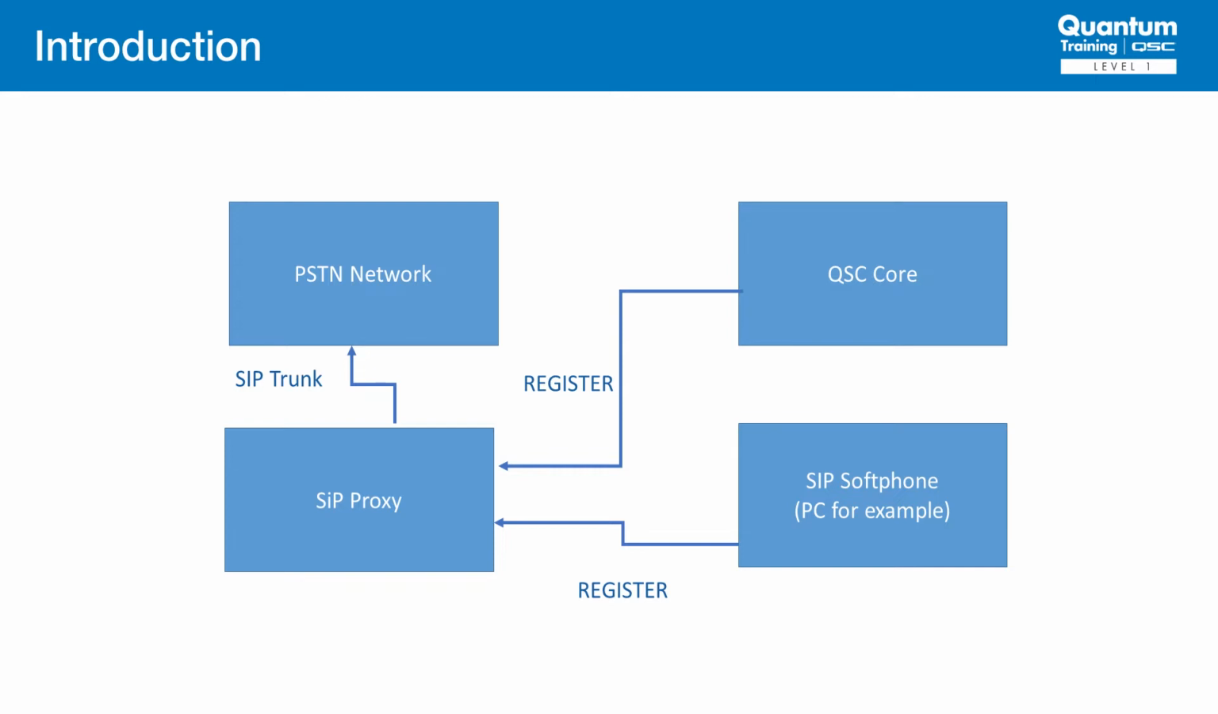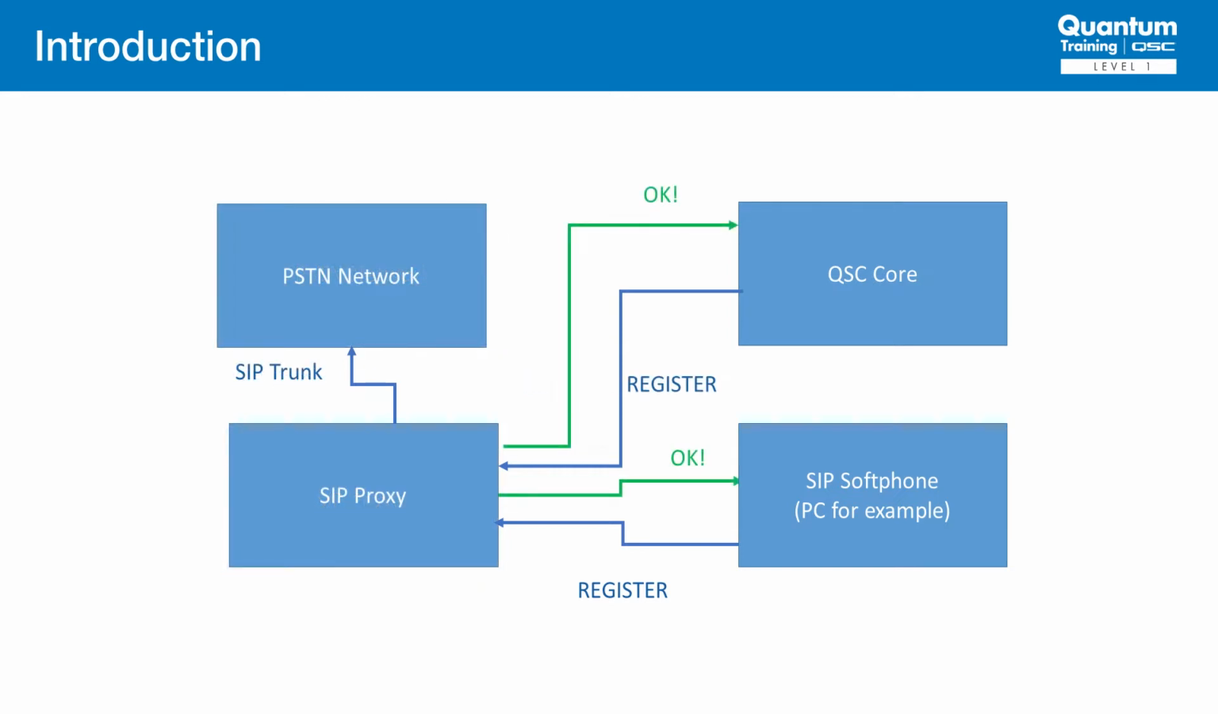We have the core, a PC running a soft phone, a SIP proxy, like for example Cisco Call Manager, and a connection out to the larger PSTN network. In your implementation, you may have more devices than this, like network switches, routers, and firewalls. In this example, we're registering to the SIP proxy, and the proxy will respond with an OK message once we're registered properly. Now, let's dive into some things that can happen.